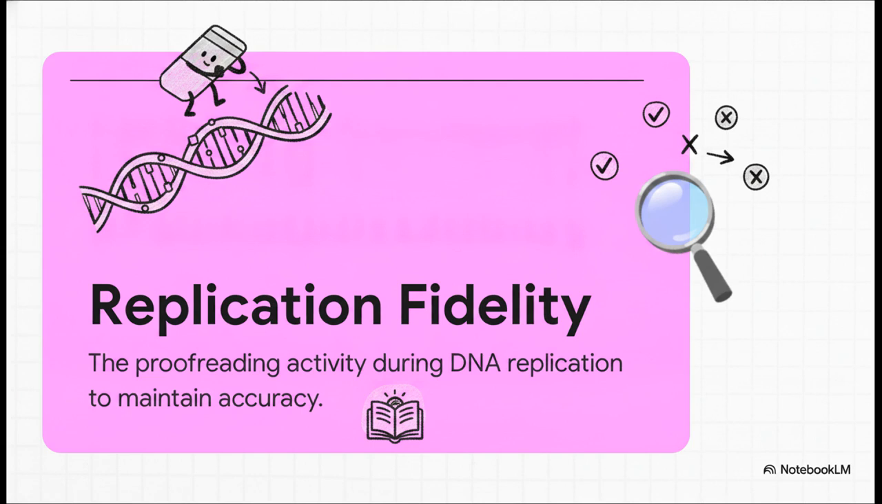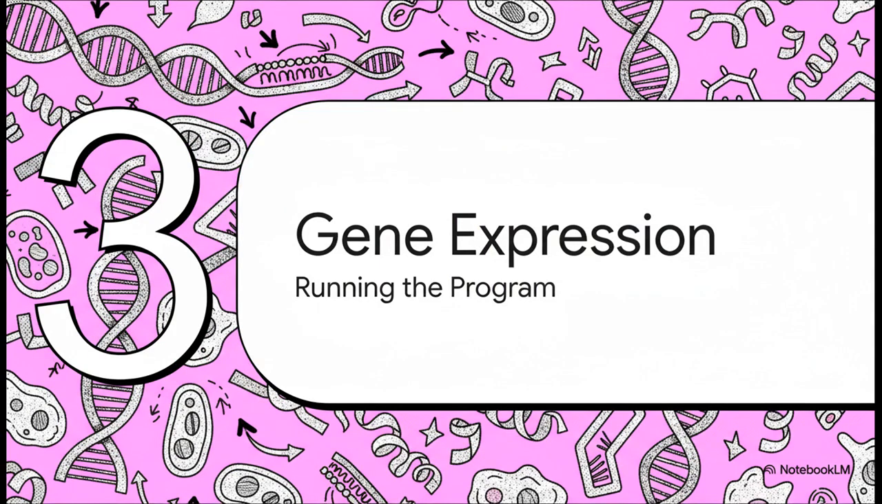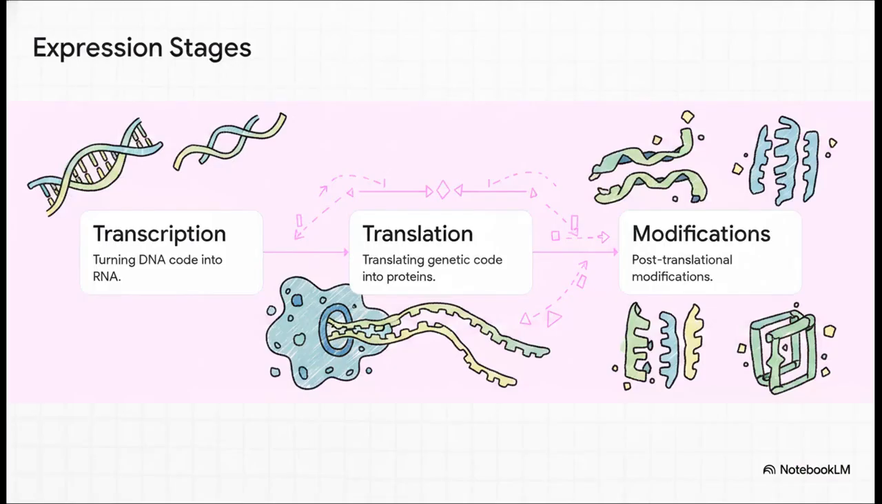It makes sure the new copy is as perfect as the original. How cool is that? Which brings us to Section 3, Gene Expression in Action, Running the Program. This is where the software actually executes. It happens in exact stages to turn that raw genetic code into targeted working proteins.